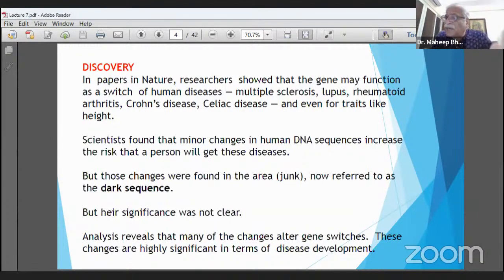Crohn's disease is another disease which is also because of autoimmunity. It is a bowel disease and it affects the gut lining. There's another disease called celiac disease, which is basically again an immune reaction to eating gluten.